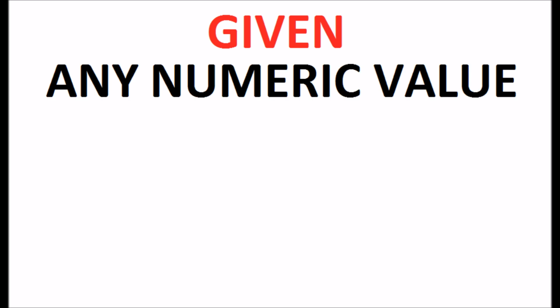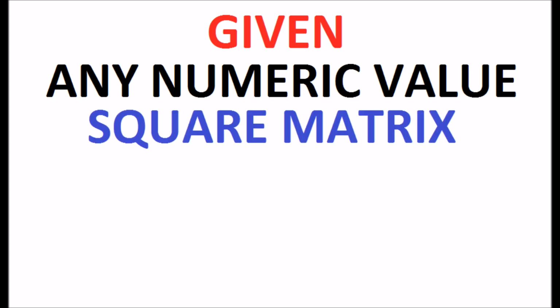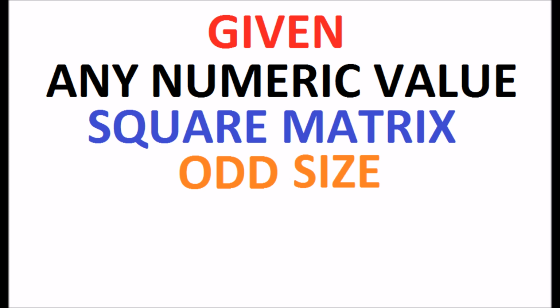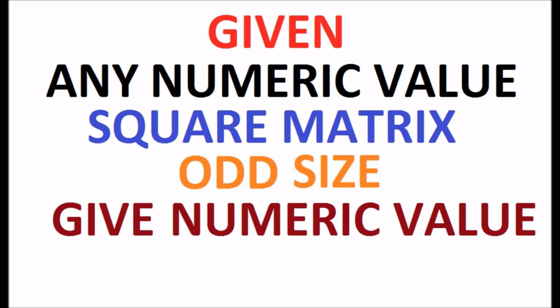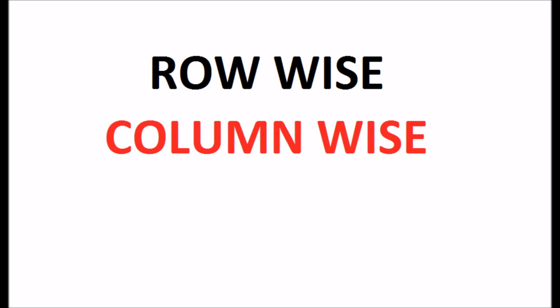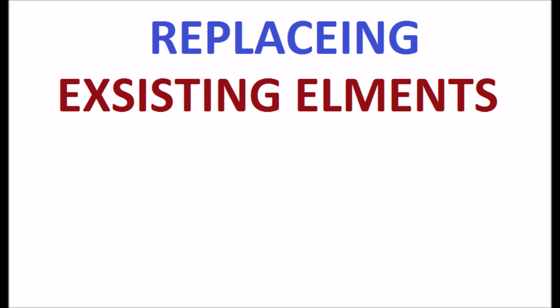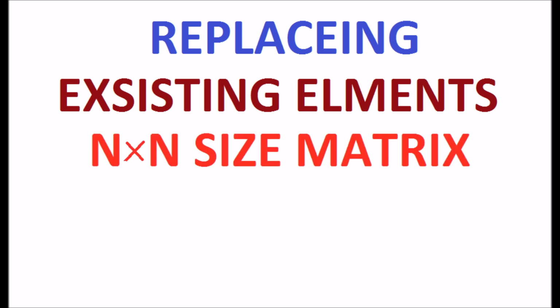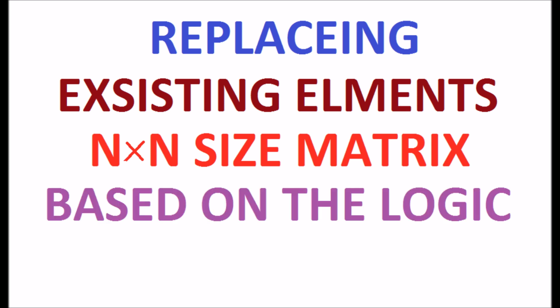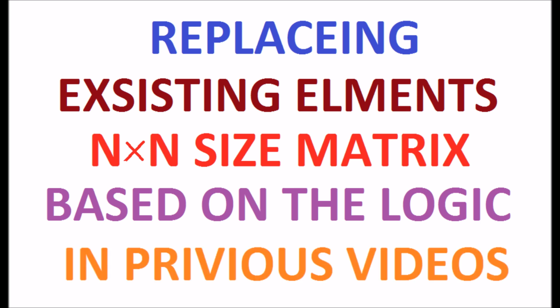Given any numeric value, generate a matrix of n by n odd size which will give the given numeric value when we are adding row wise, column wise and diagonal wise. In general, this can be very easily performed by replacing the existing element of the n by n size matrix generated based on the logic which I already explained in the previous videos.